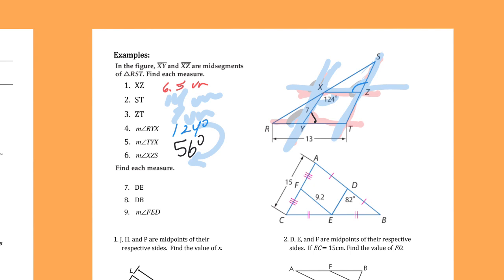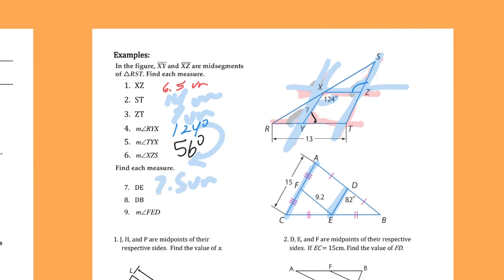Let's find each measure here. Assuming we have found the midsegments, and midsegments are parallel to the side that's below them, let's find the length of DE. So DE is where? She's right here. We want to find DE, but we know this is 15. Half of 15 is going to be 7.5 units.